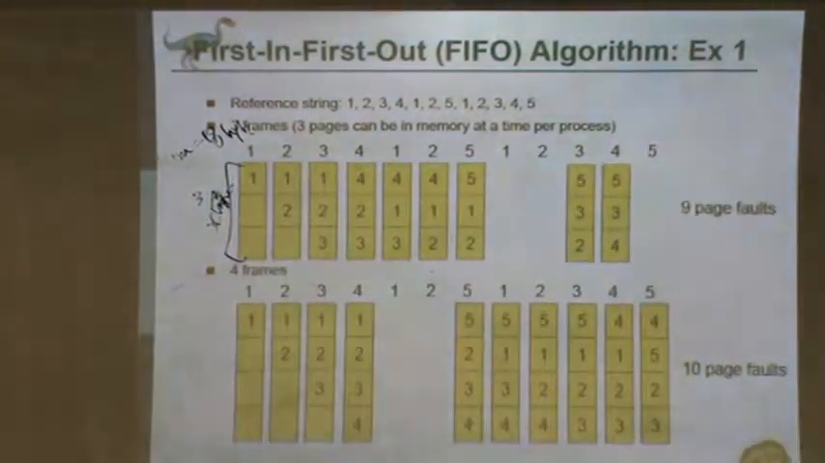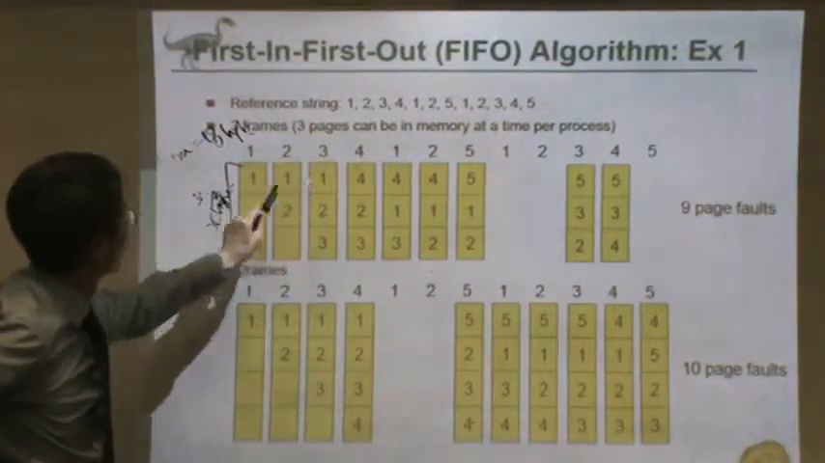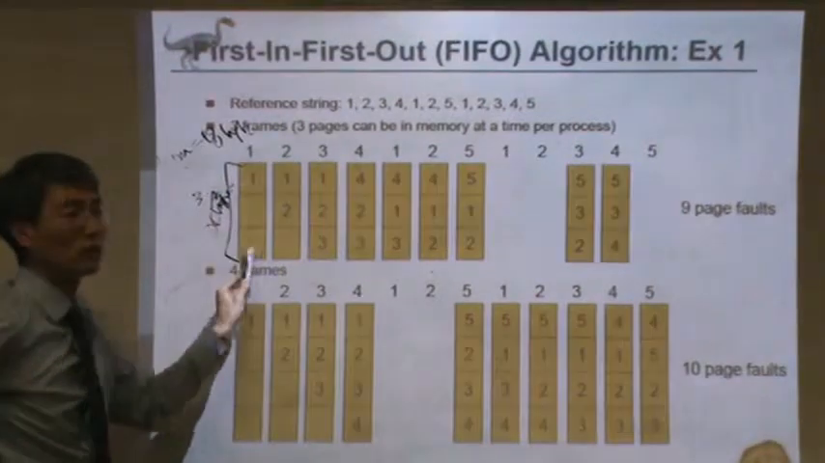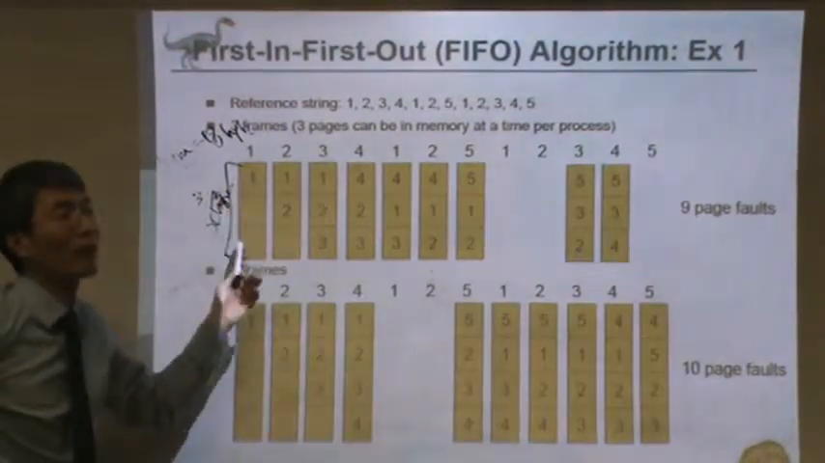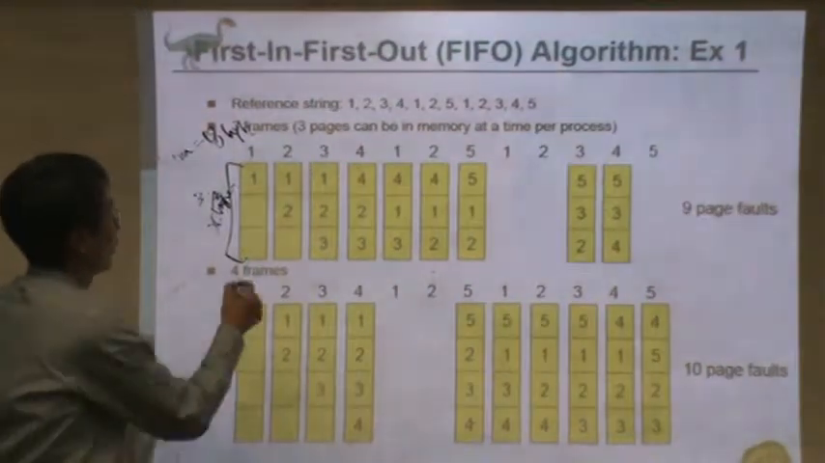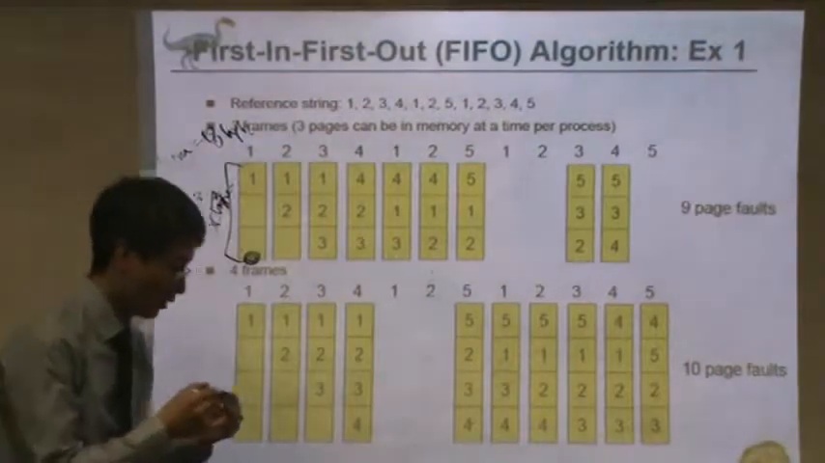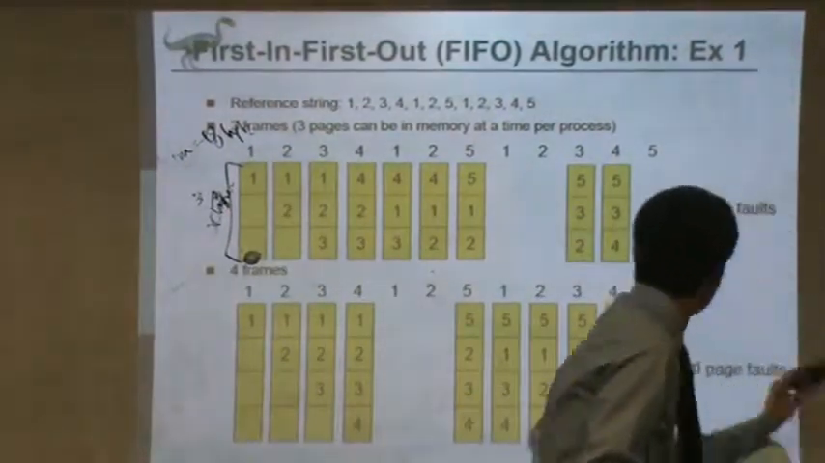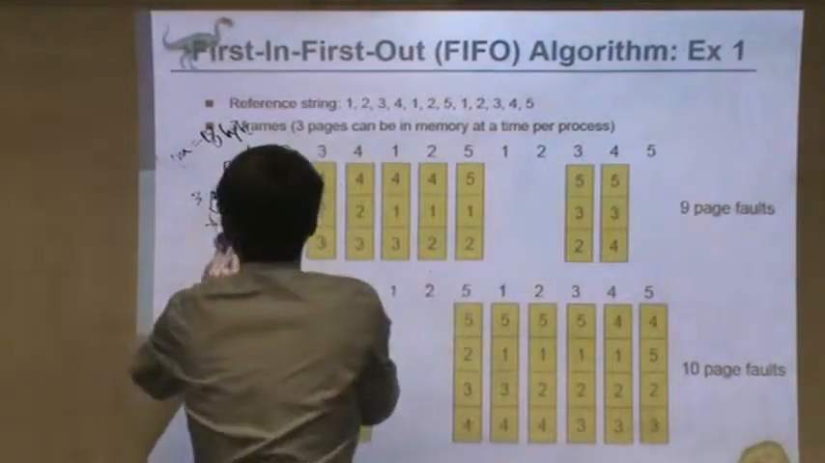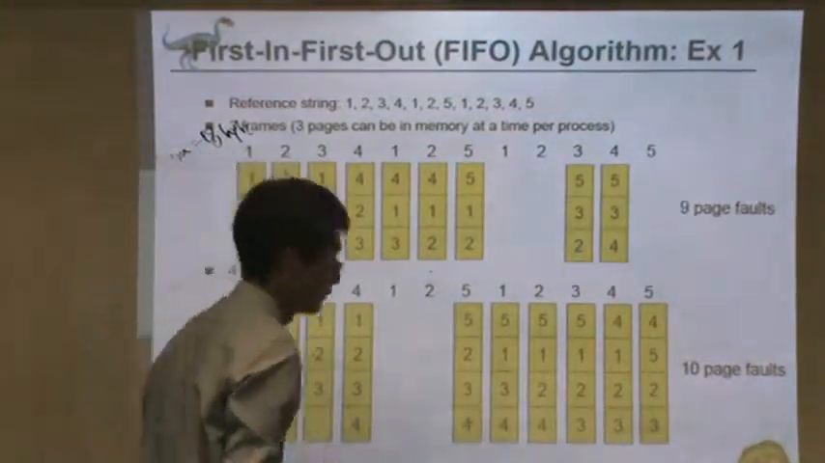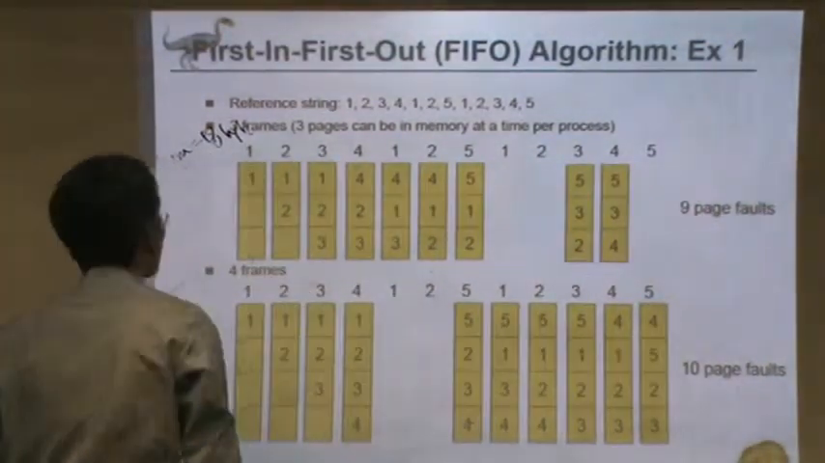Then first, when 1 is referred, is there any 1 the first time? Nothing. All 3 are free frames. So this one is a page fault. Okay, so let's mark the page fault. This one.